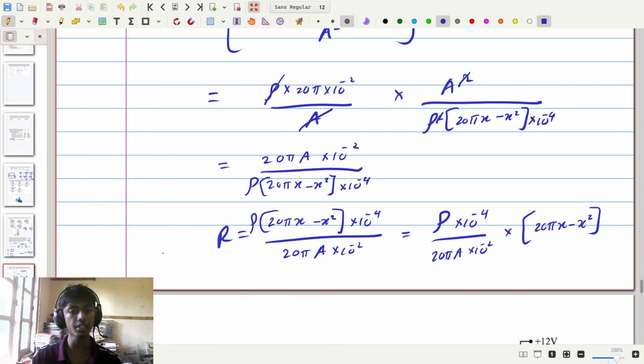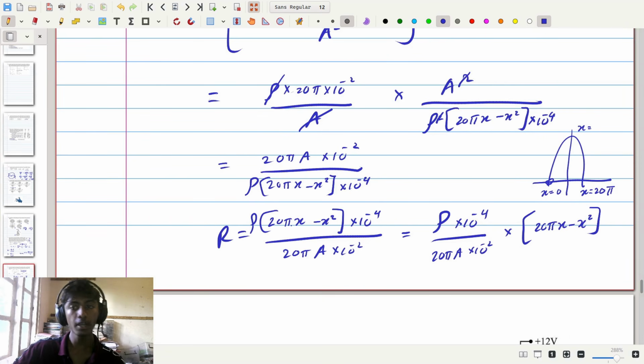Now according to this, we can see our resistance R will be maximum when this quadratic function here becomes maximum. Now this quadratic function of 20 pi x minus x squared will be a function that looks like this, and in this function the two roots here are x equals 0 and x equals 20 pi. Now according to that, right in the middle we will have the maximum, which will have the x coordinate of the average of x equals 0 and x equals 20 pi, or x equals 20 pi plus 0 divided by 2, or x equals 10 pi. So therefore, the maximum resistance R will be achieved when x is equal to 10 pi.